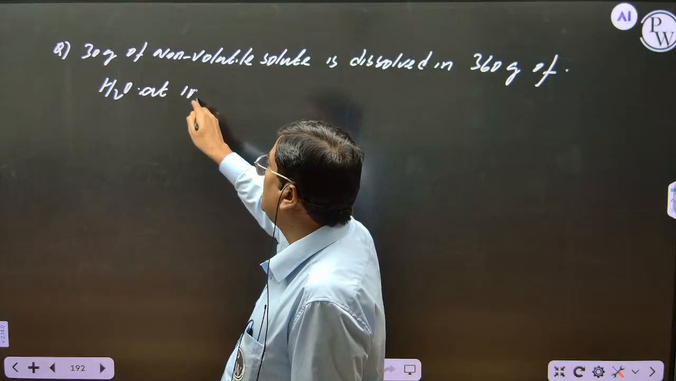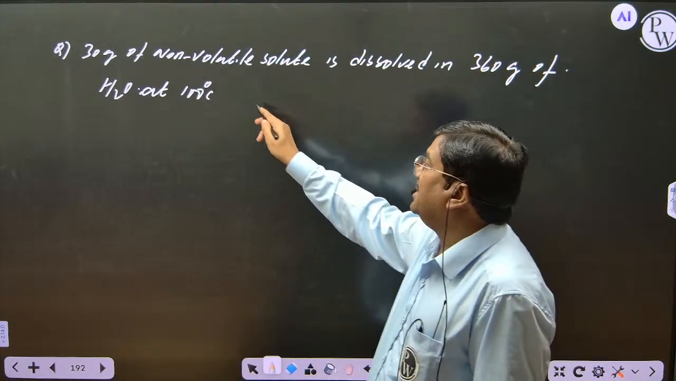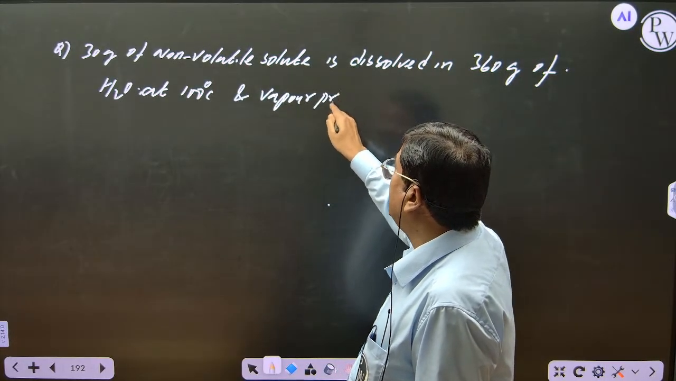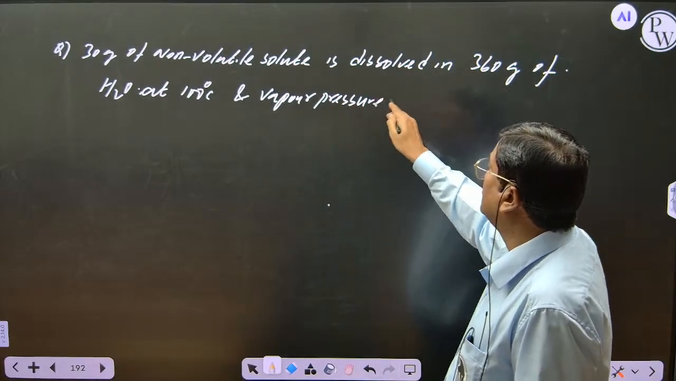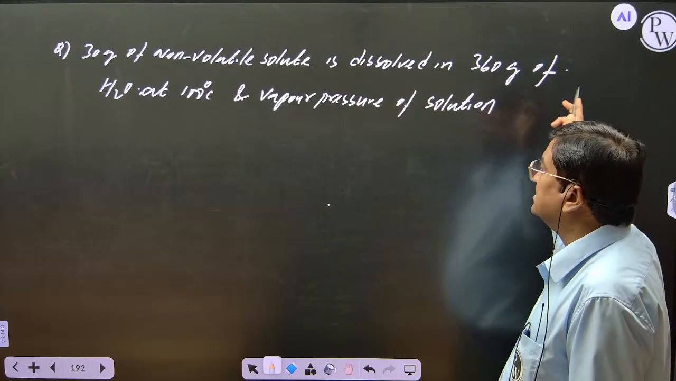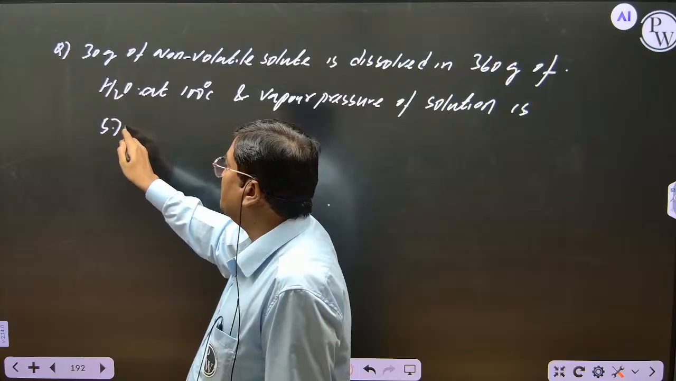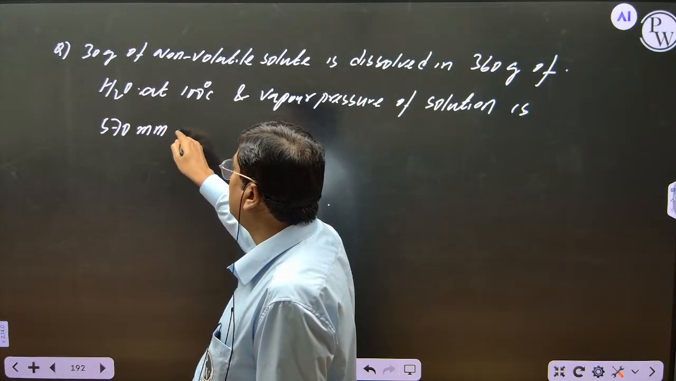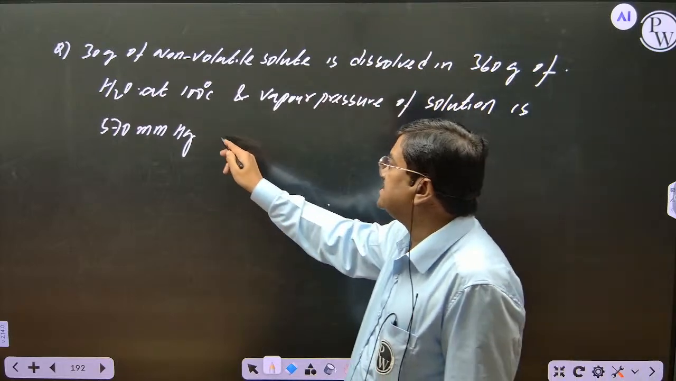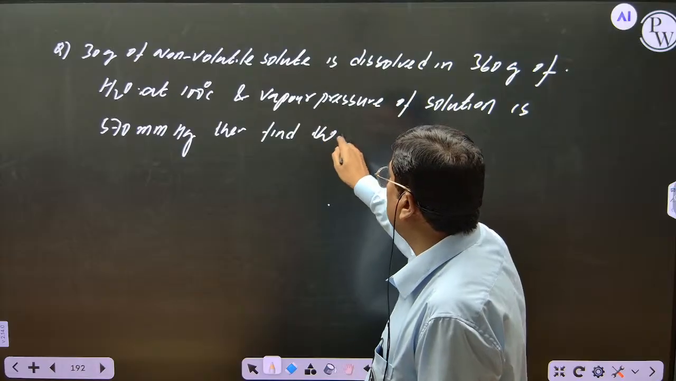See here, the important temperature given is 100 degrees centigrade, and the vapor pressure of the solution is 570 mmHg. What is mm, students? Millimeter of Hg. Then find the molar mass, the molecular mass of the solute.